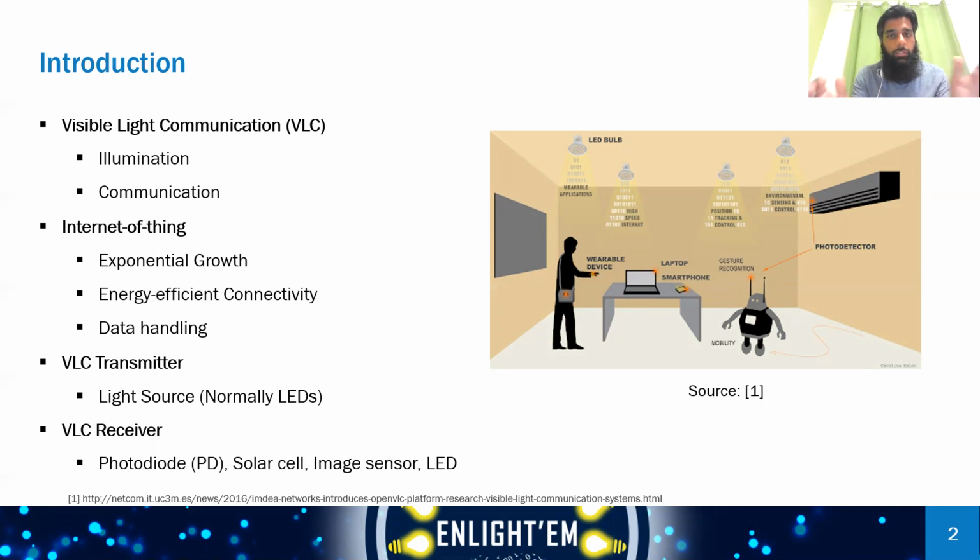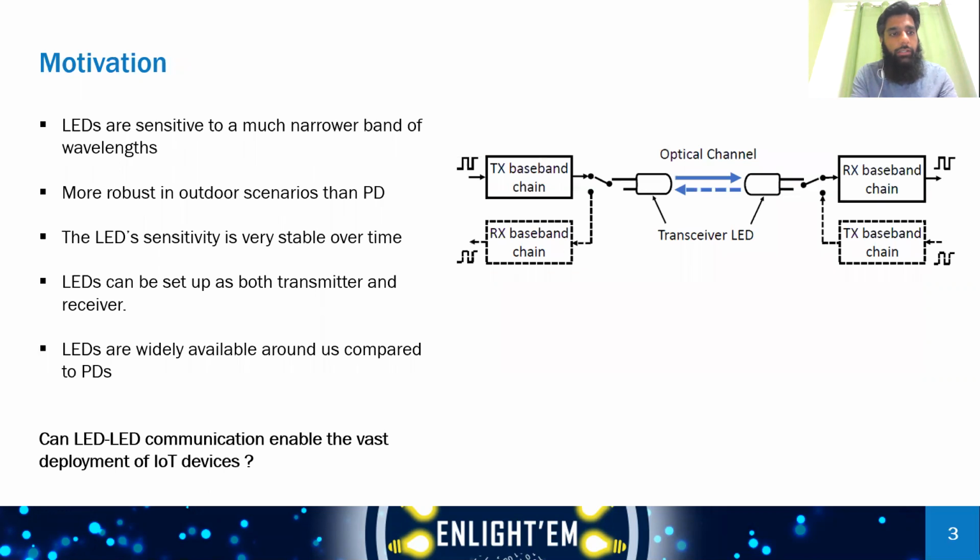There are mainly two components of a VLC system. One is the VLC transmitter, which is a light source which can be modulated, and the other is the VLC receiver, which can be a photodiode, solar cell, image sensor, or an LED. LEDs are well known to emit light. However, another key feature of LEDs that is not fully explored is their use as a photo receiver.